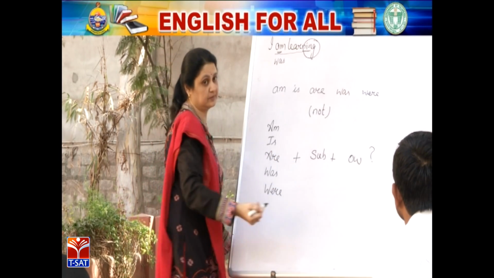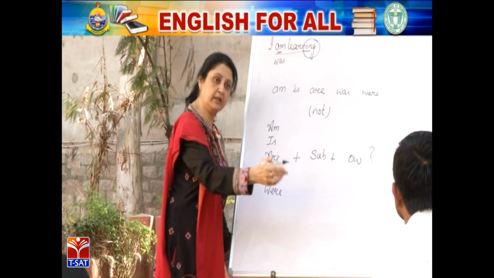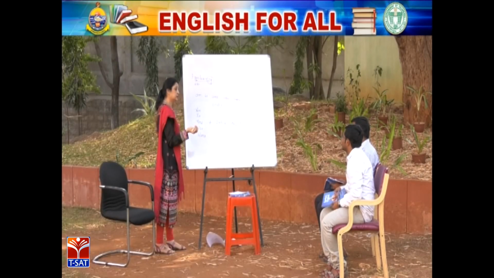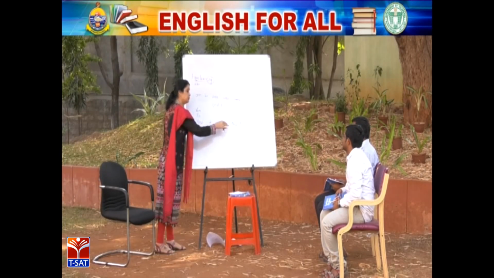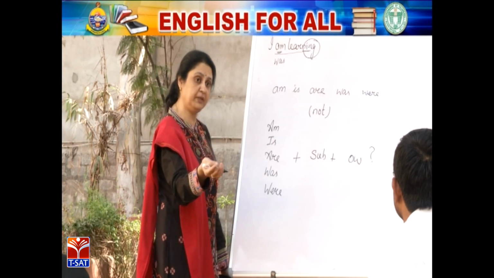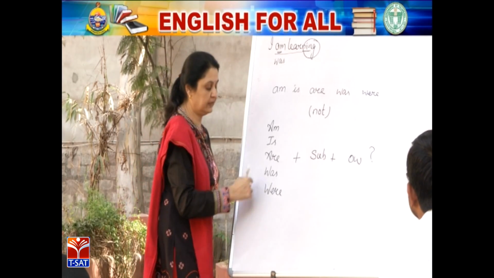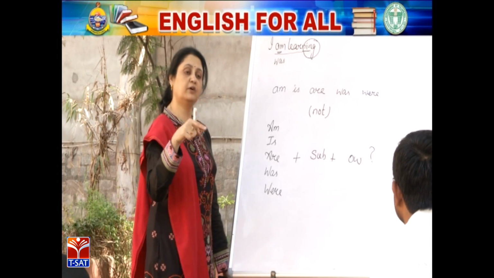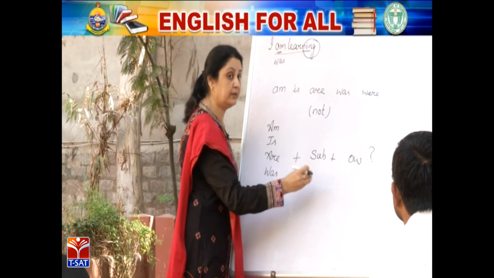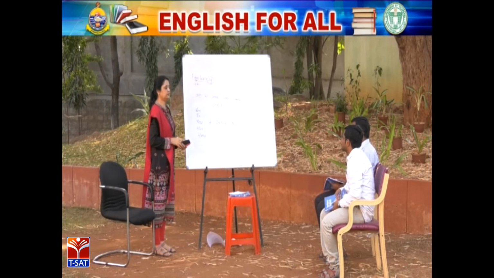Now, can you make one question with is? Is he your roommate? Yes, he is. No, he is not. Are they twins? Yes, they are twins. This is the full answer. Short answer will be yes, they are. Very nice. Then, was he in the library? Yes, he was in the library. Full answer. Yes, he was is the short answer. And then, were you late for the class? Yes, I was late. No, I wasn't.